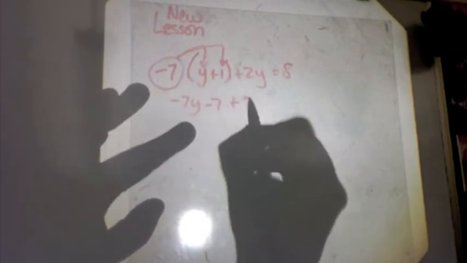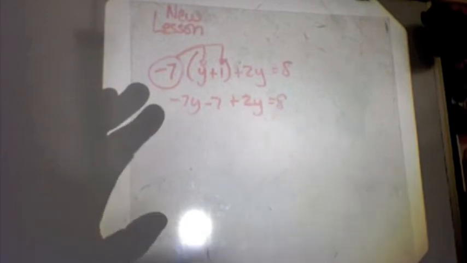All right, it's a classic example of what? Distributive property. So let's distribute. -7 times y is -7y. -7 times +1 is -7. Okay, so circle and solve and bring it on down. Everybody okay with this? All right, what's my next step?